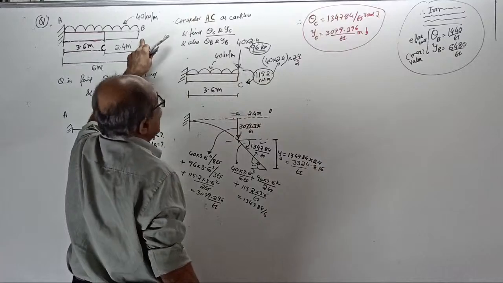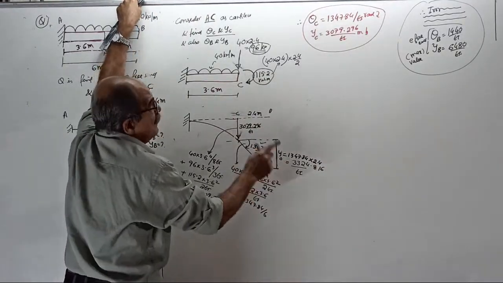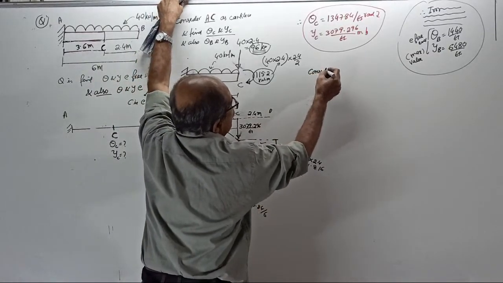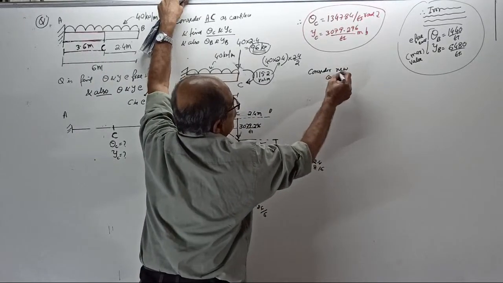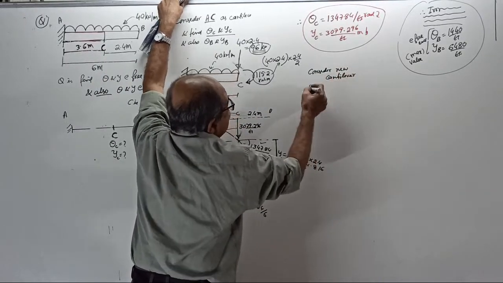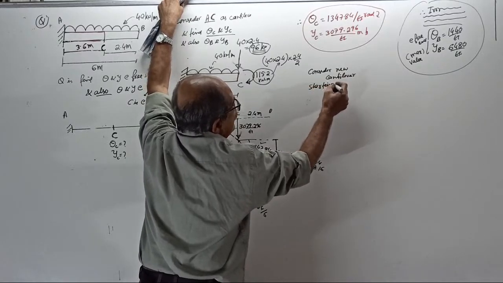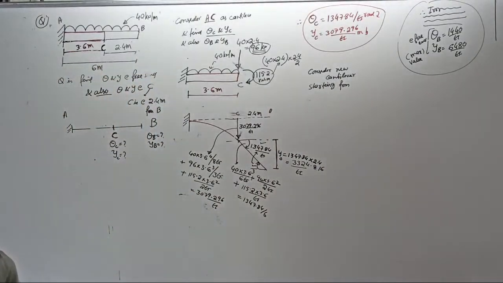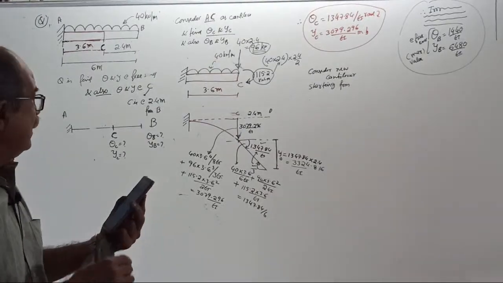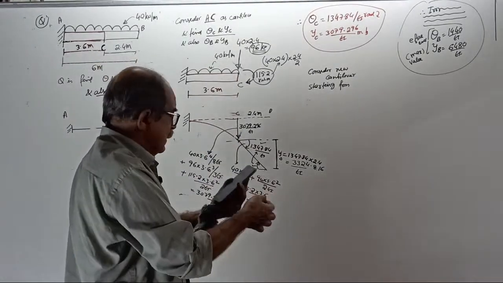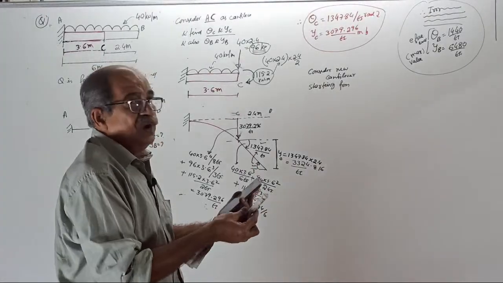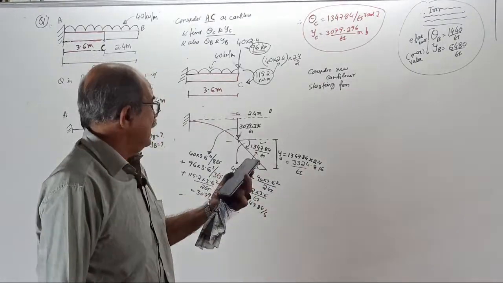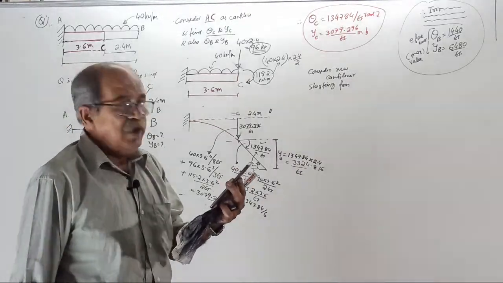But they want also at B. Don't calculate now, leave it. Now consider a new cantilever, starting from where you stopped earlier. Starting from which point? Where you stopped the bending, the curvature portion. Actually full beam curvature is there. Where did you stop the curvature?